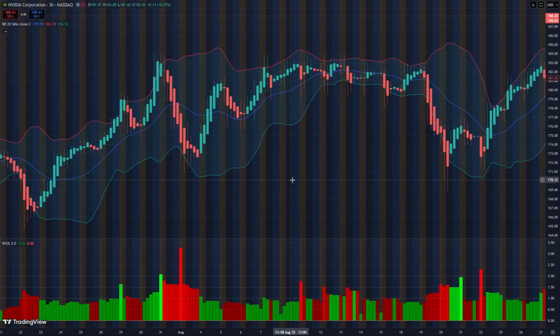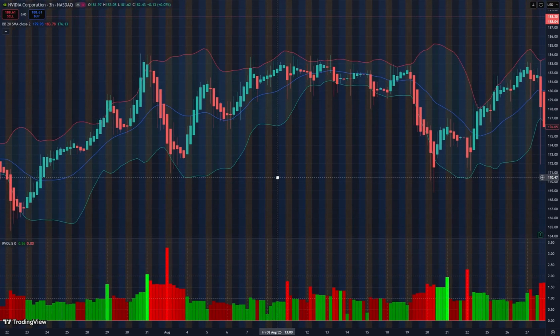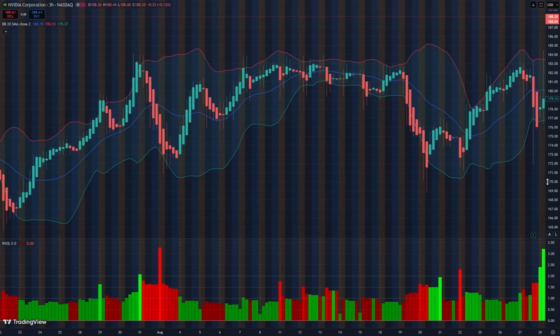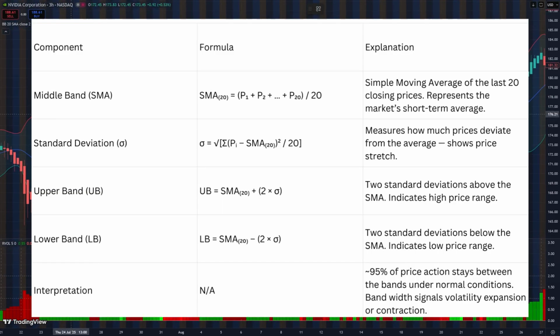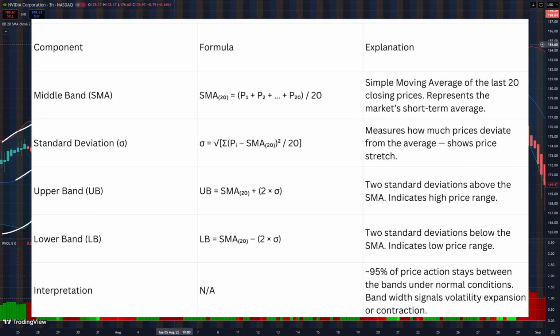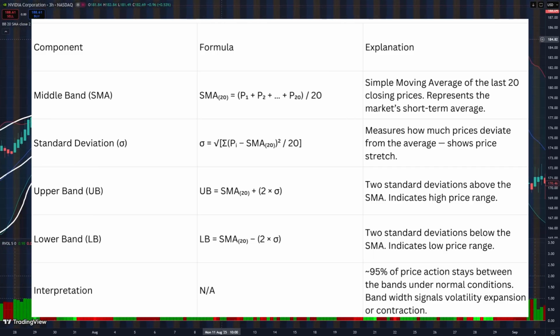Let's start with the math, because if you don't understand the math, you'll misuse the indicator. Bollinger Bands are made up of 3 lines, a middle band, an upper band, and a lower band. Everything starts with the middle band. That middle line is usually a 20-period simple moving average. That just means you take the last 20 closing prices, add them together, and divide by 20. This gives you the market's short-term average price, basically where price has been clustering.